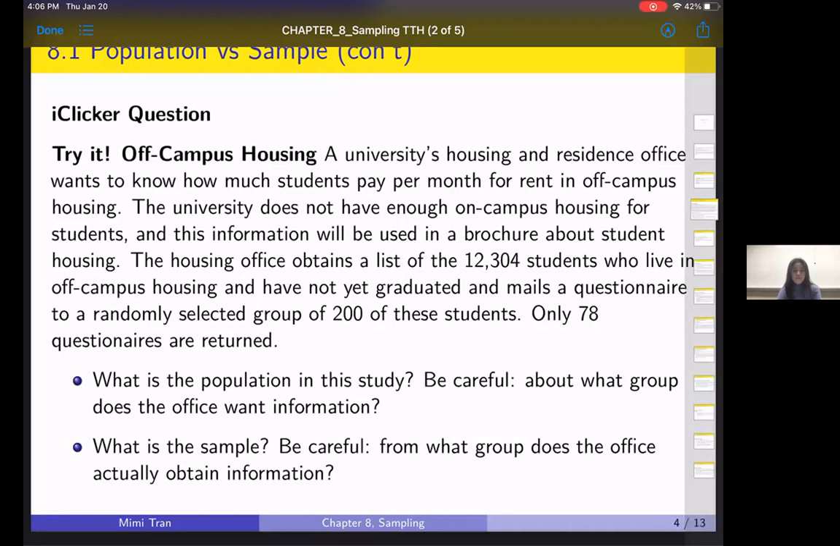And also, what is the sample too? Okay, I want you to tell me what the sample is also.